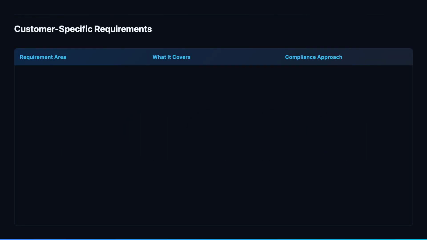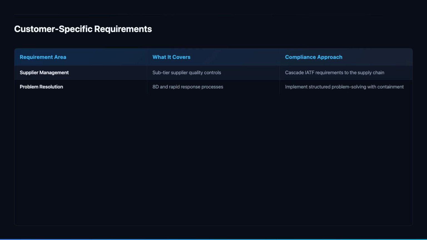Beyond the standard itself, each automotive OEM adds customer-specific requirements that suppliers must also satisfy. We must ensure our own suppliers meet the same quality standards that our customers demand of us. Fast, effective problem resolution using methods like 8D is critical for maintaining customer confidence.